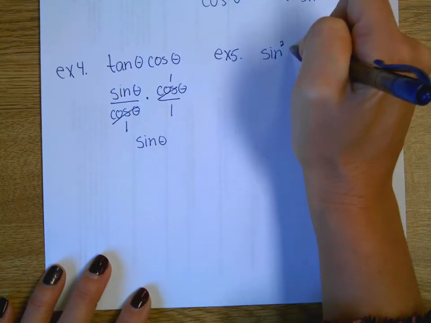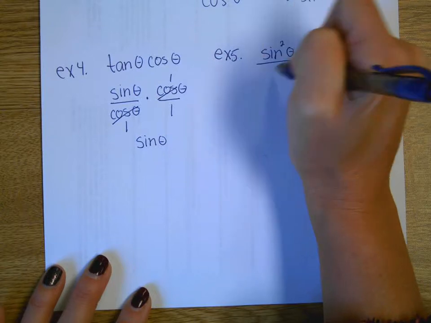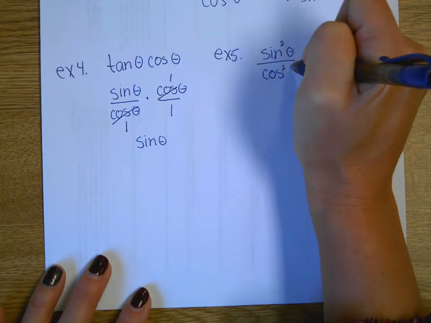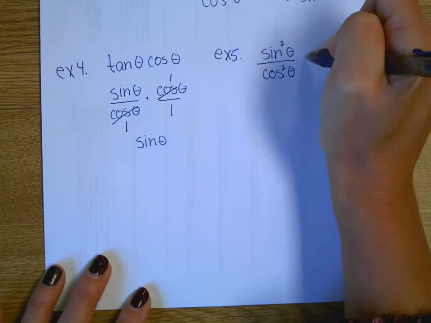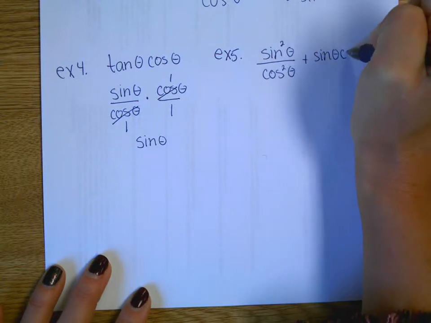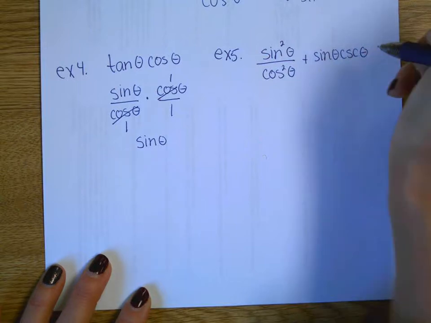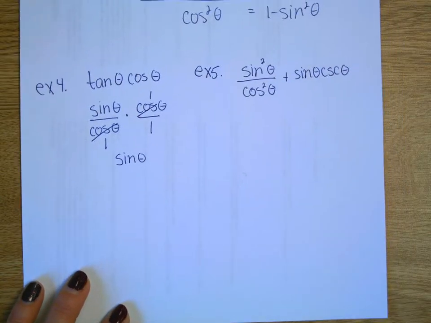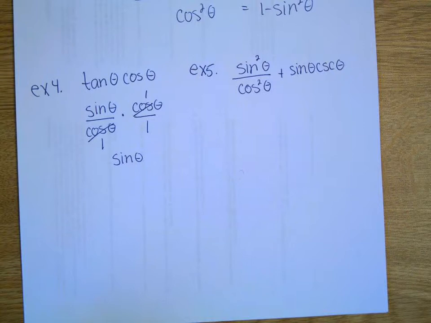Sine squared over cosine squared plus sine times cosecant. This is one where there's multiple roads to start with. One's going to take you off a cliff, one's going to take you to the answer.